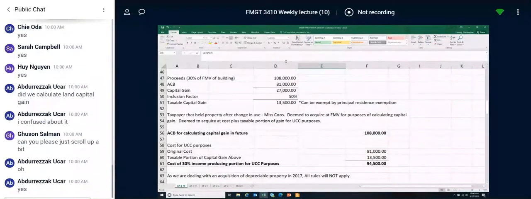So technically, is there a disposal? Yes. On the land, there is a disposal. But because land value never changed in this question, there's no gain or loss. So effectively, they're telling you to ignore it. But yes, there would be a deemed disposal on the land, but there's just no gain or loss on it.